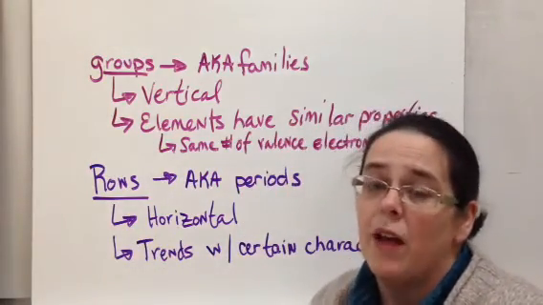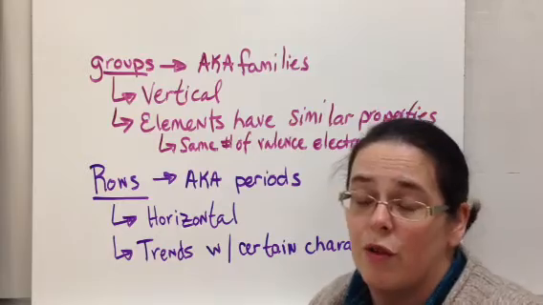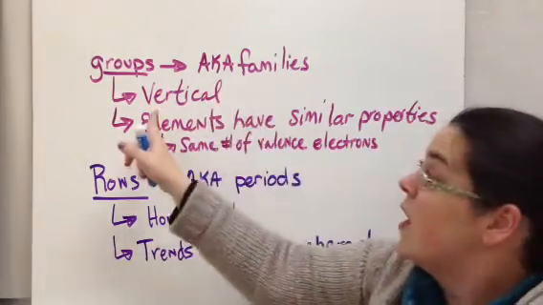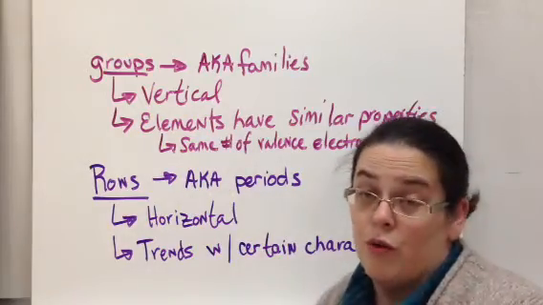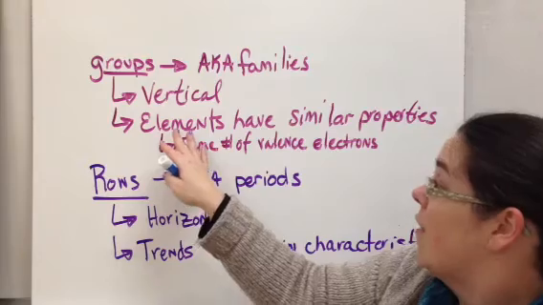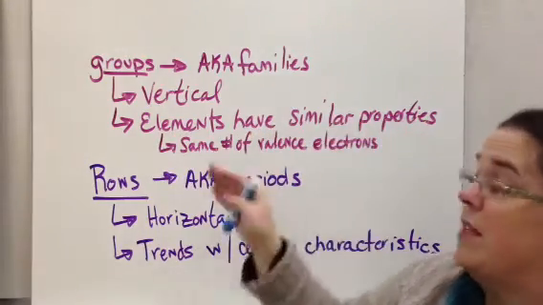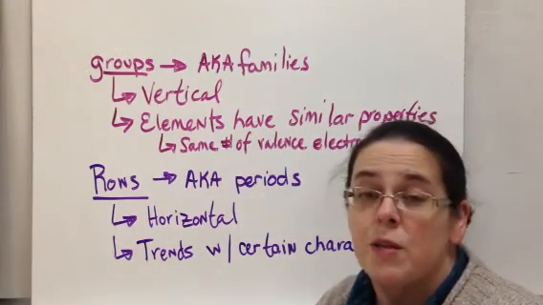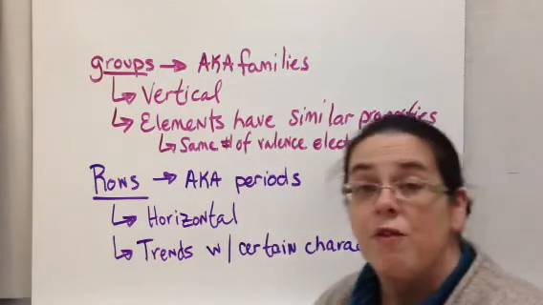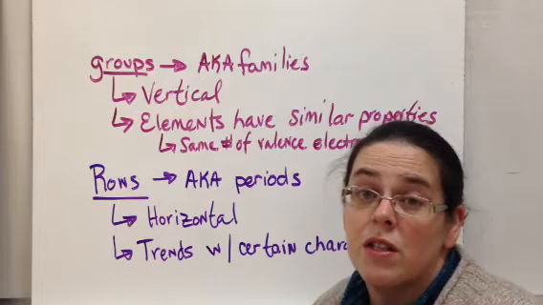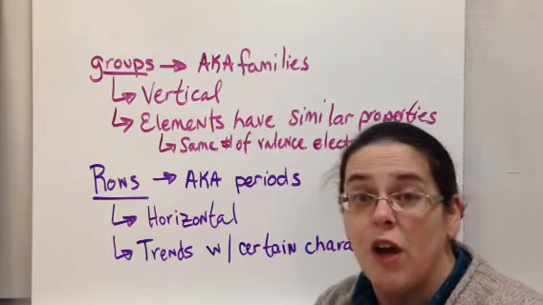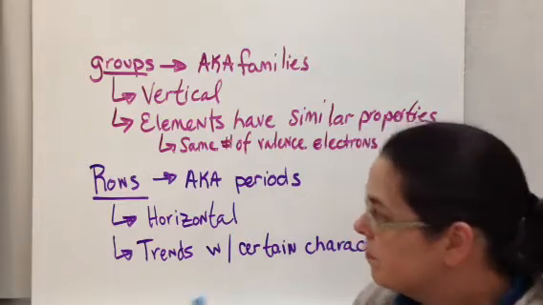On the periodic table, we have two main categories. We have groups. Groups are also known as families. They are the vertical rows, the up and down columns. These groups are elements that have similar properties, and the reason they have similar properties is because they have the same number of valence electrons. The valence electrons are the electrons located in the outermost shell. They are the electrons that are going to be doing all of the interacting.